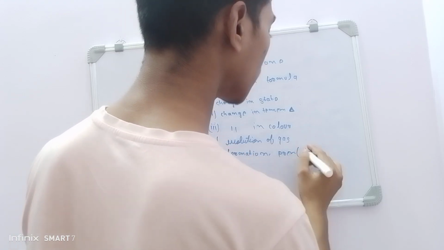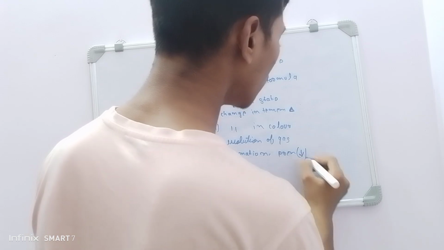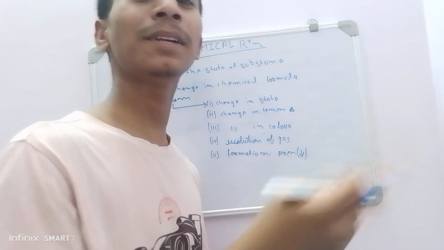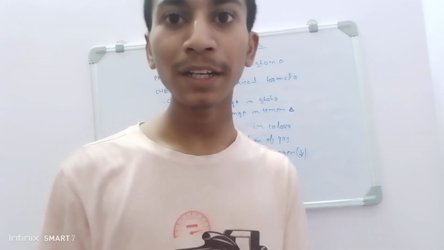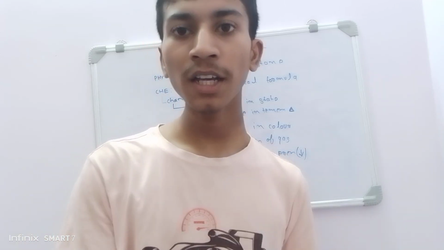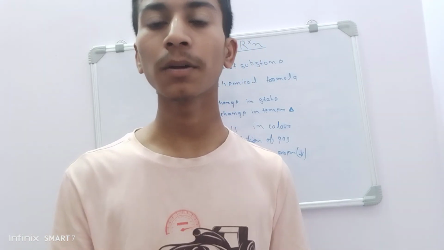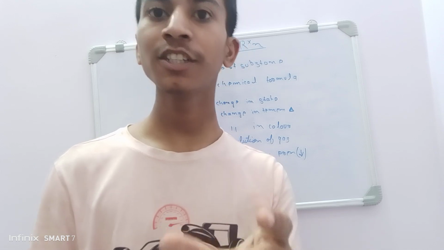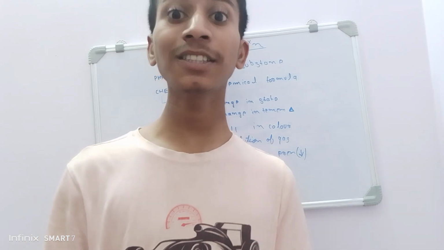Sorry, the gas is denoted like this, with a down arrow. So what is the meaning of formation of precipitate? The precipitate means when an insoluble solid is formed. When an insoluble solid is formed, then we call it a precipitate.